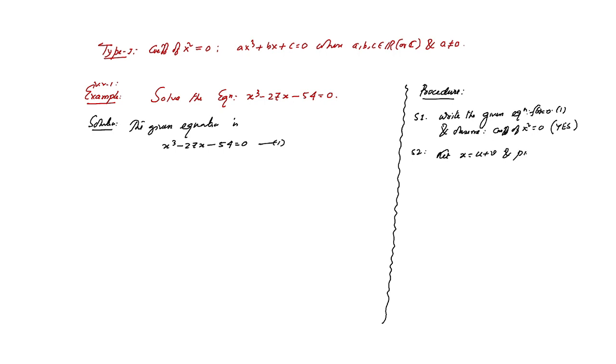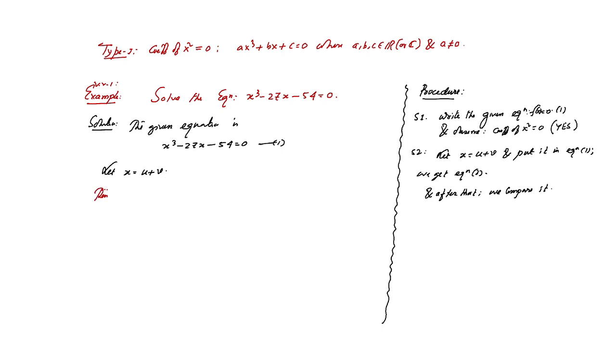We get equation 2, and after that we compare it. So now we come to step 2. What we will do here, we let x equals u plus v. That substitution is required to solve this cubic equation with the help of Cardan's method.